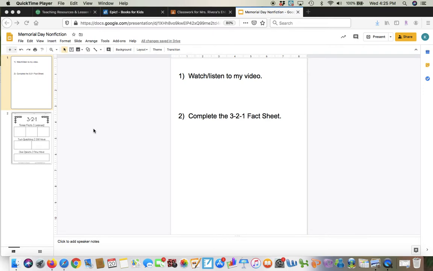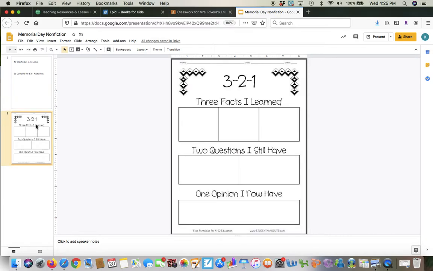So this is all about Memorial Day, and we're going to read a nonfiction book, which means it's a real story about Memorial Day. It's a real holiday that we're celebrating on Monday, on May 25th. And what we're going to do is listen to the story and then you're going to complete this activity sheet. Okay? So, what you're going to be looking for are three facts that you learned, three things that you learned that are true from the book.